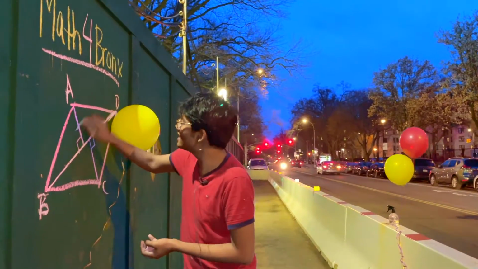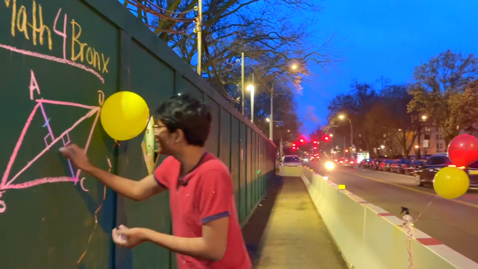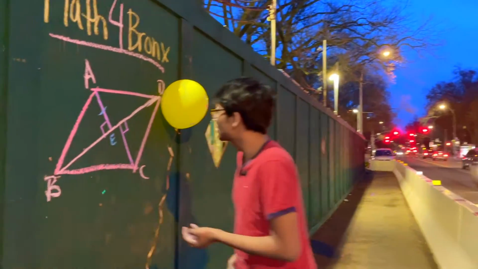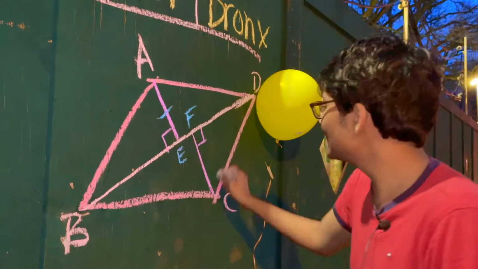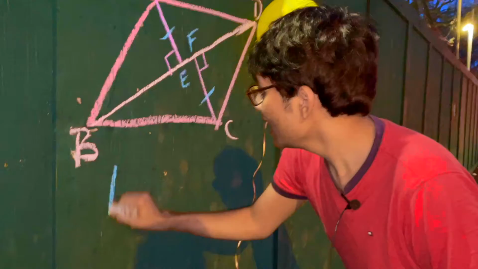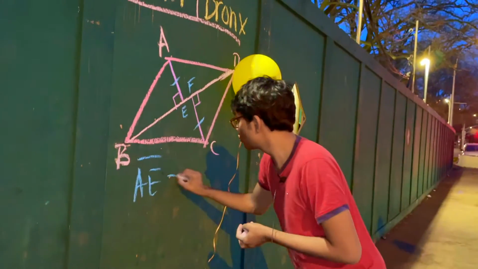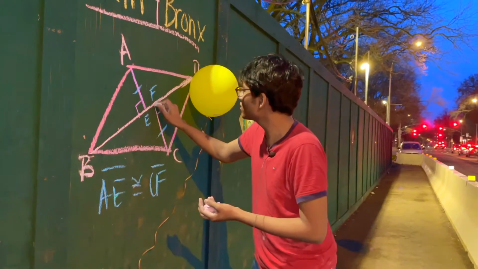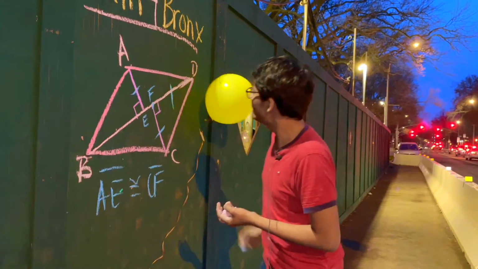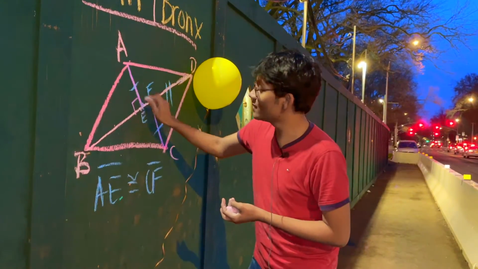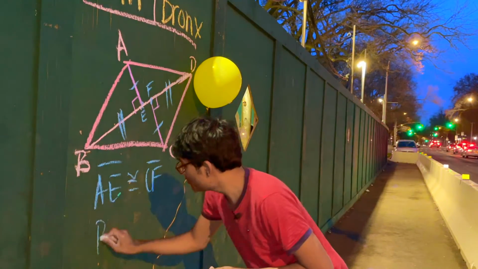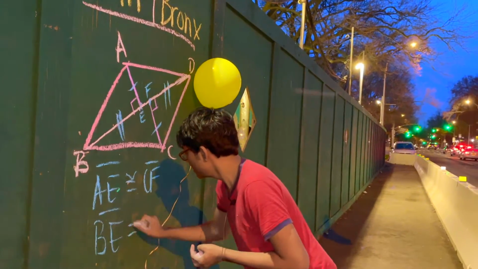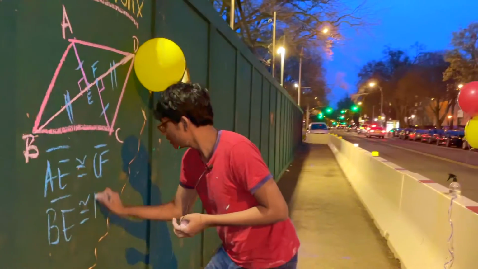facts. We know that this line segment AE, let's call it, is congruent to this line segment CF. So let's write that down. AE is congruent to line segment CF. Okay, great. What else do we know? We also know that this line segment FD is congruent to this line segment BE. Okay, so let's write that down. Line segment BE is congruent to line segment FD.